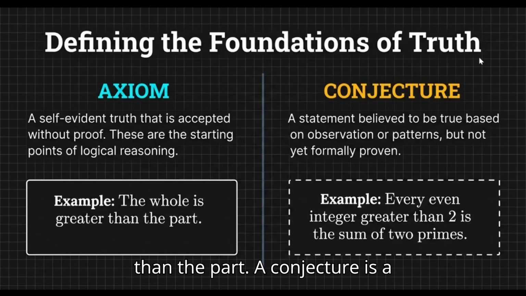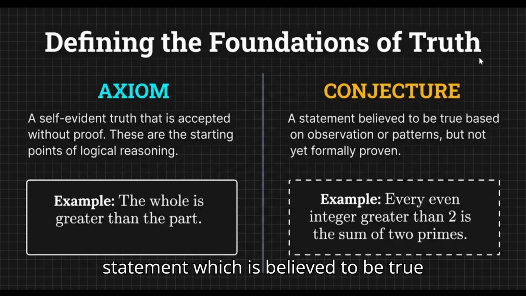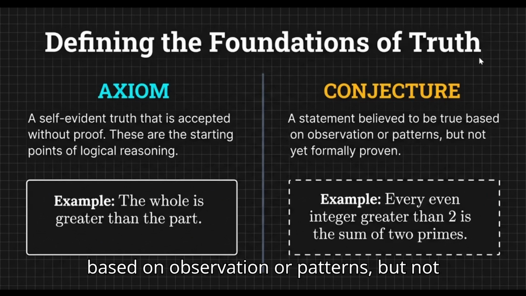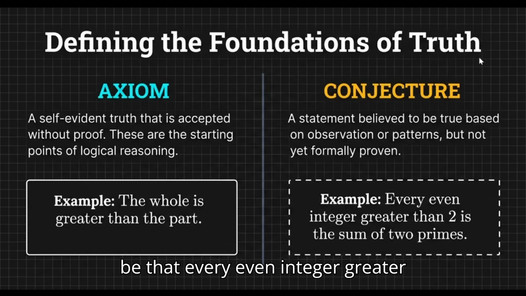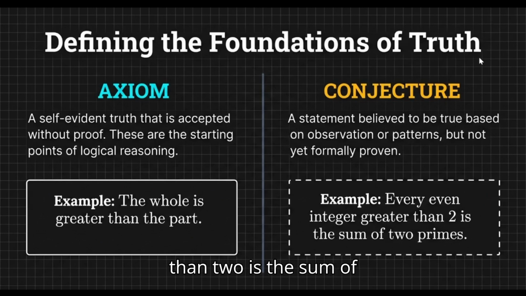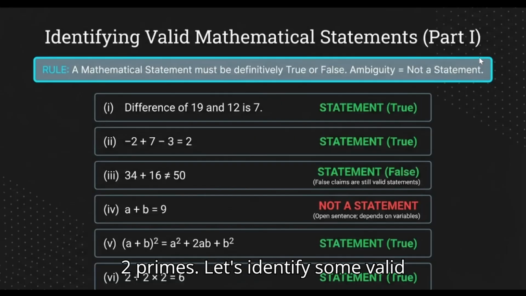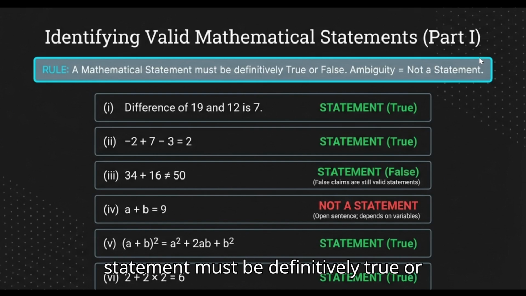A conjecture is a statement which is believed to be true based on observation or patterns, but not yet formally proven. An example could be that every even integer greater than 2 is the sum of two primes. Let's identify some valid mathematical statements. The rule to consider here is that a mathematical statement must be definitively true or false. Ambiguity means that it is not a statement.